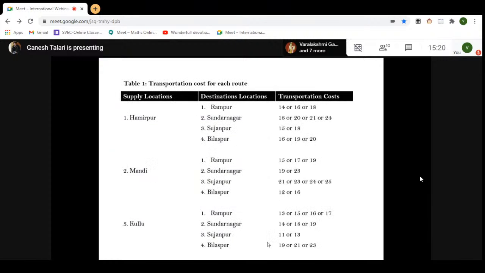Okay, now this is the transportation cost. There are 3 types of transportation cost for Hamirpur to Rampur. Then multi-choice cost, that is what I have taken. I have considered the multi-choice objective function. Hamirpur to Rampur 3 choices are there, Hamirpur to Sundarnagar 4 choices, but Hamirpur to Sujanpur only 2 choices, and Hamirpur to Bilaspur again 3 choices. This is based on the routes made by the government. Based on that only, we have chosen how many types of transportation cost from origin to destination. Okay.